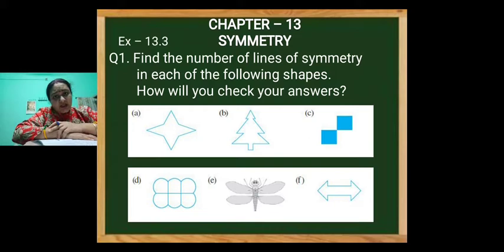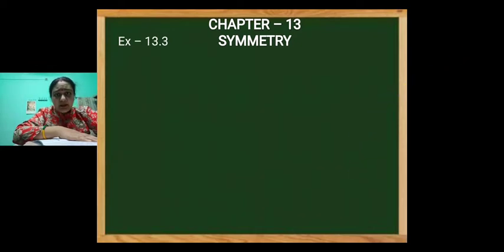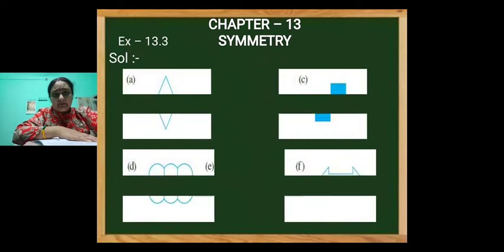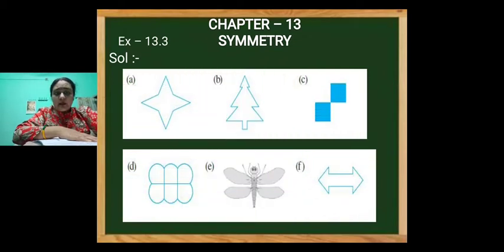Naturally, you will check the answers by tracing the figure on a paper and checking it by the paper folding method. Working further with this question, we require each figure to be elaborated for the solution. So I am elaborating the figure for you here. We'll deal with one figure at a time.